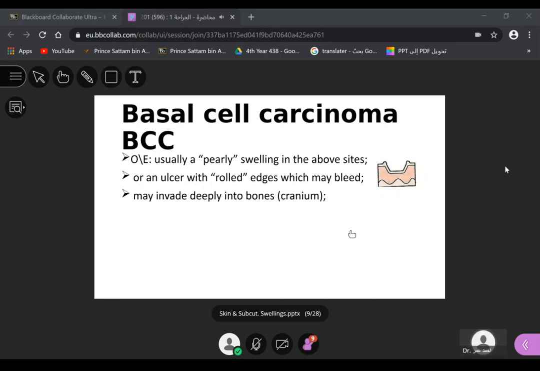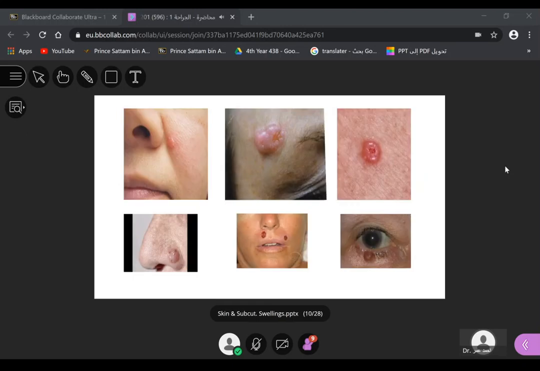The clinical features of basal cell carcinoma, and here I can show you these swellings. Can you describe what you see here?